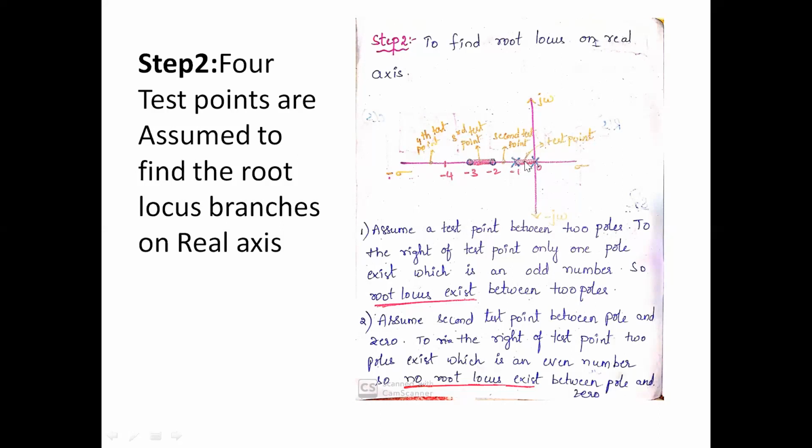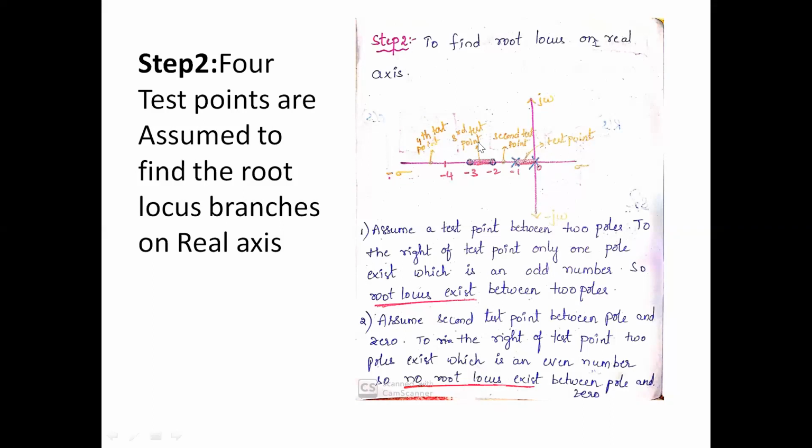You count how many poles and zeros are to the right of this test point. Only one pole is existing. That should always be an odd number. Since I have an odd number here, it represents that there is a root locus existing between these two. I have bolded it with a pink glitter. That means there is a root locus branch existing between these two poles. That is the point. I think I am clear.